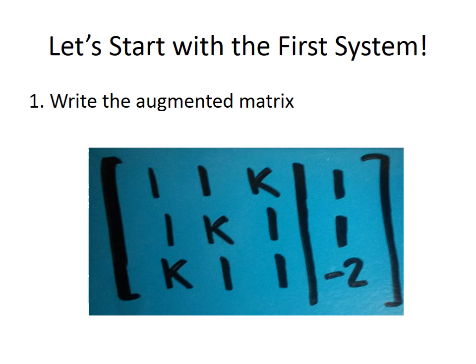Okay, so let's start with the first system of equations. To write the augmented matrix, all you have to do is take the coefficient of every variable in the system of equations.